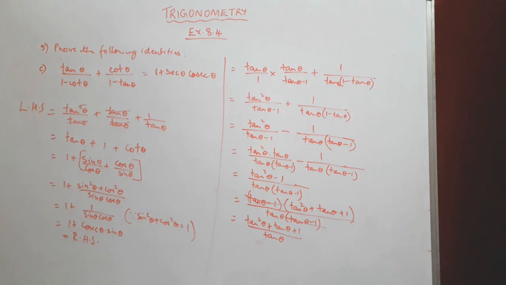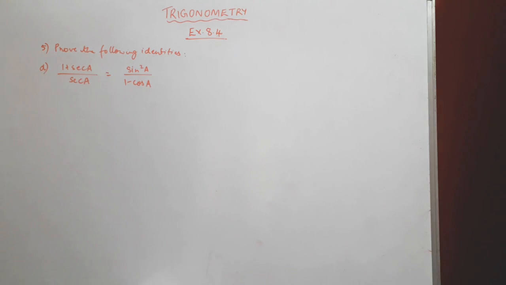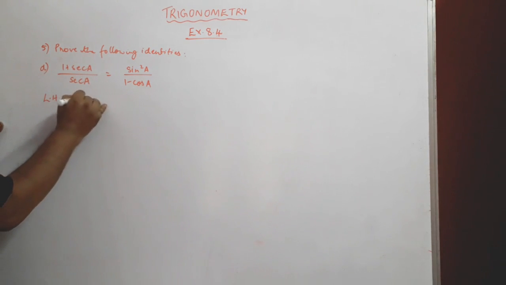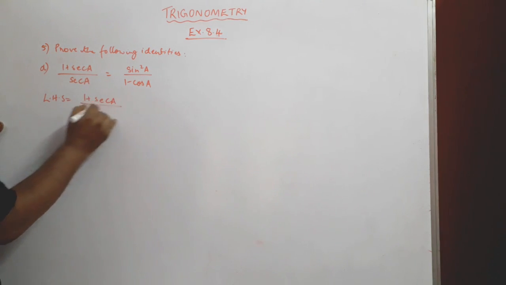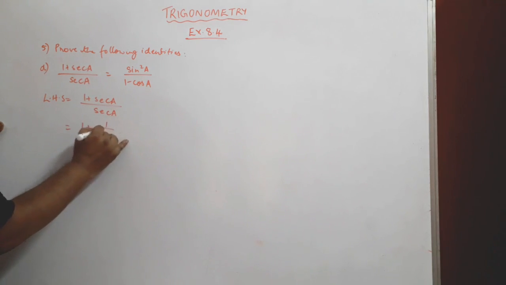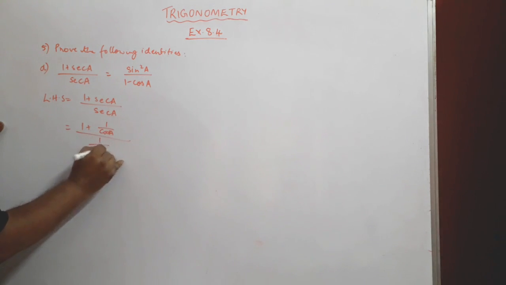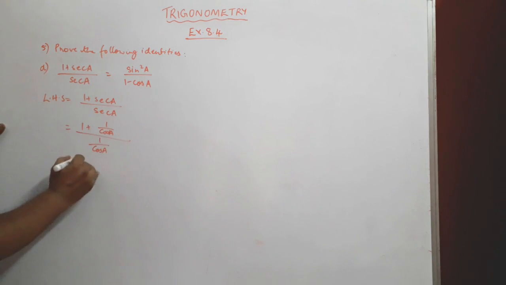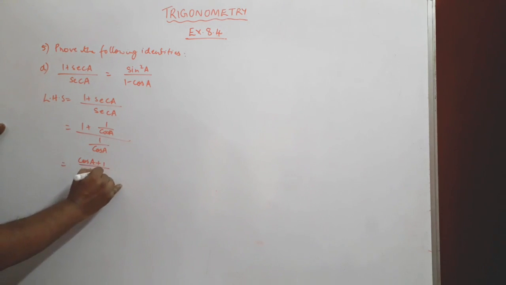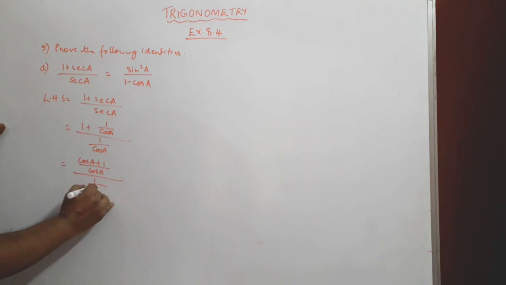Solve another one. Next problem is 1 plus sec a upon sec a, which needs to be proved equal to sin square a upon 1 minus cos a. So let's begin with the left hand side, which is equal to 1 plus sec a upon sec a. So sec a can be written as 1 upon cos a, and once again sec a can be written as 1 upon cos a. So we'll first get the LCM here. So this will become cos a plus 1 upon cos a whole thing upon 1 upon cos a.